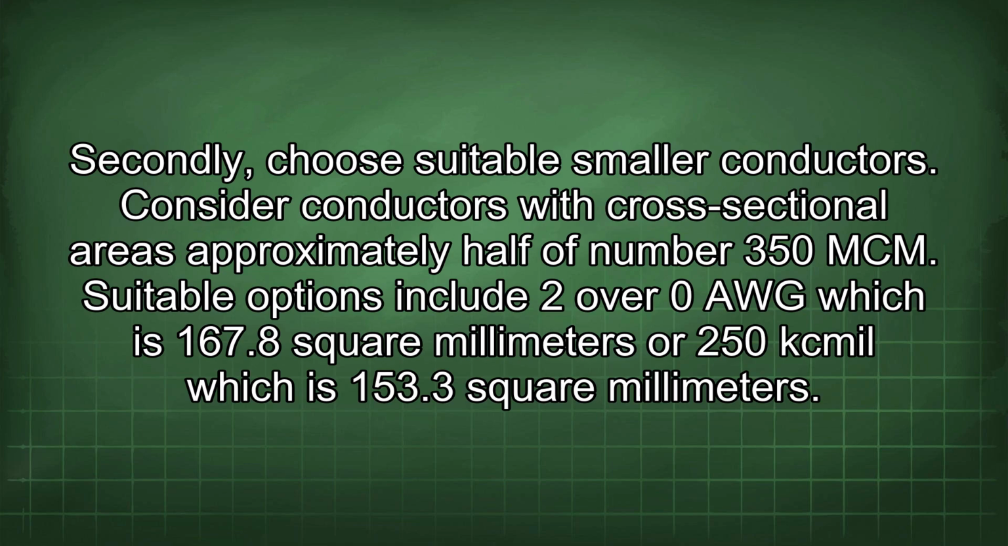Secondly, choose suitable smaller conductors. Consider conductors with cross-sectional areas approximately half of number 350 kcmil. Suitable options include 2/0 AWG, which is 167.8 square millimeters, or 250 kcmil, which is 153.3 square millimeters.